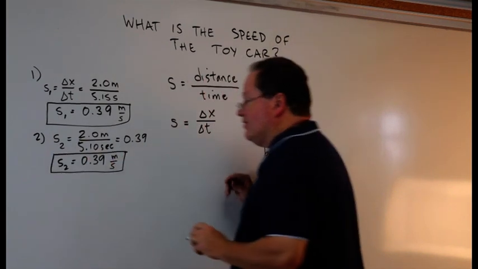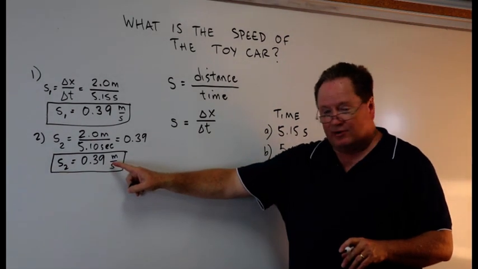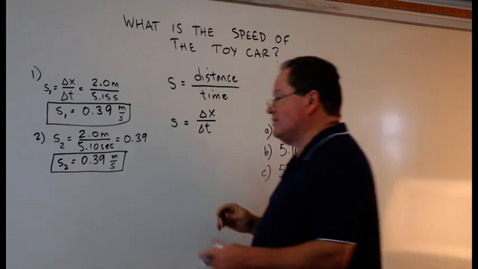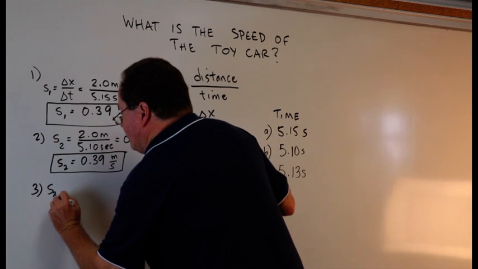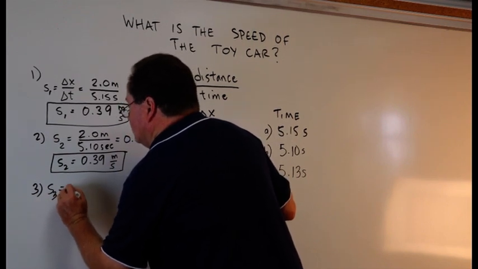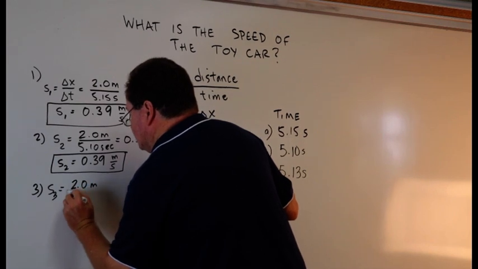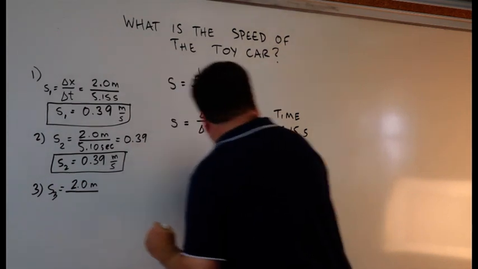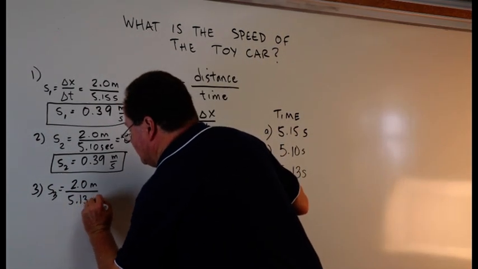Anytime you do a calculation like this, you guys, you've got to use units. We don't know what speed we're talking about if we don't tell people what the units are. And the last one, our third speed from our third trial, is 2.0. Again, that's our distance, our delta x. Our time for that third trial was 5.13.